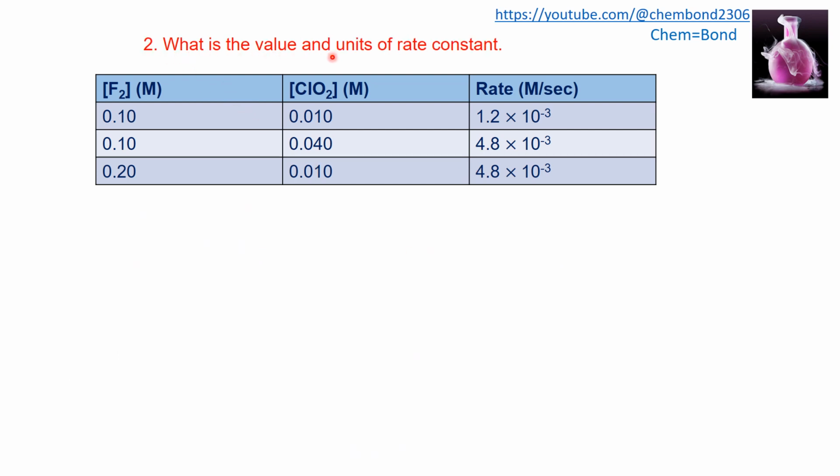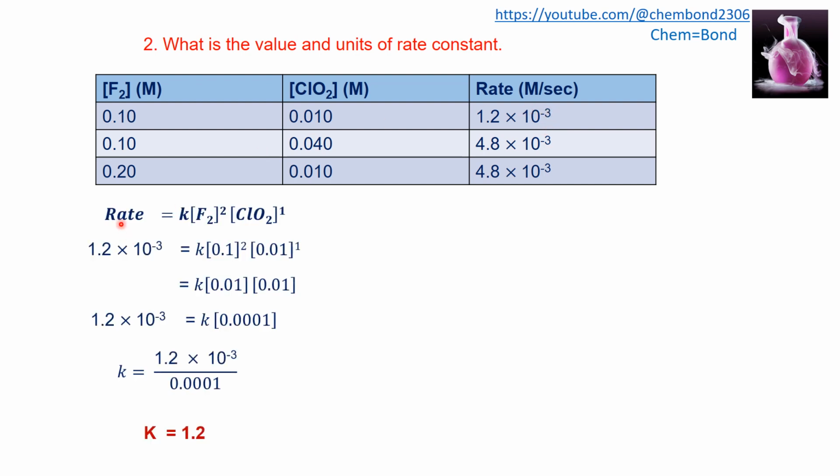Second part is what is the value and unit of rate constant. We will find their value using the same table. If we look at this table, there are three readings given: reading 1, reading 2, and reading 3. We will find the value of rate constant using only one reading. For example, we take reading 1 of fluorine, similarly reading 1 of chlorine dioxide, and the rate value will be from reading 1. So the rate of reaction has a formula that is K, fluorine that has second order, and chlorine dioxide that has power 1 because it is first order.